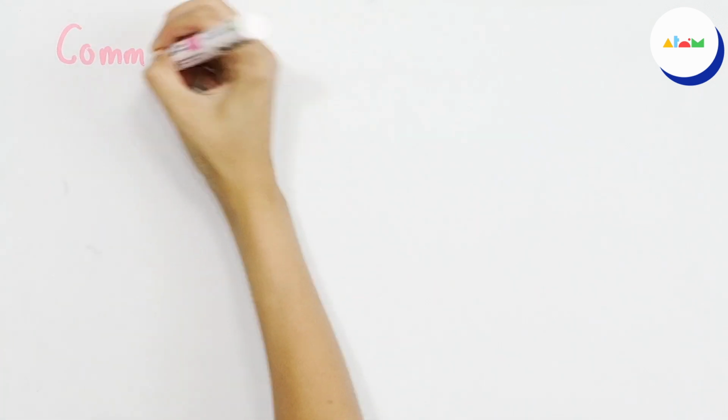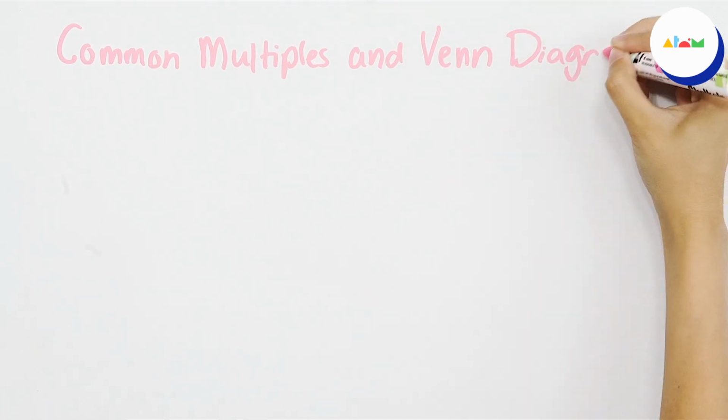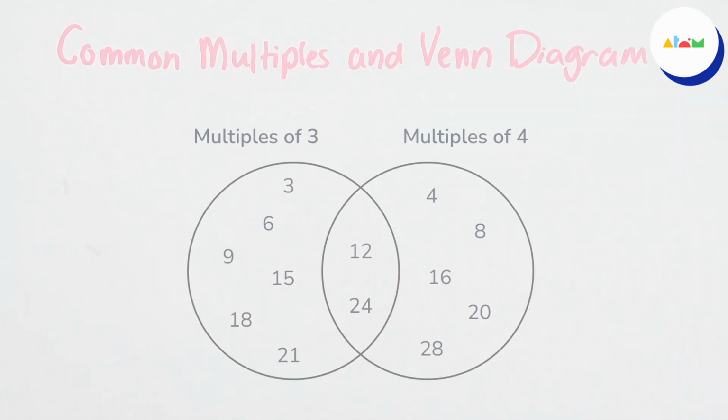A nice way of visualising the common multiples between two numbers is using a Venn diagram. Let's take a look at the multiples of 3 and 4. The circle on the left contains multiples of 3. The circle on the right contains multiples of 4. The numbers in the intersection of these two circles are some of the common multiples of 3 and 4. We can see from the diagram that 12 is the lowest common multiple of these two numbers.